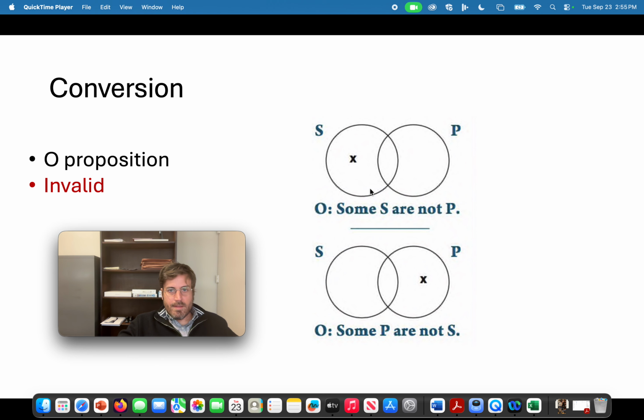These two Venn diagrams are not the same, right? So where we have difference, we have invalidity rather than validity. That's another way of thinking about it. So the Venn diagram just makes explicit why the O propositions cannot be validly converted in this way. All right.